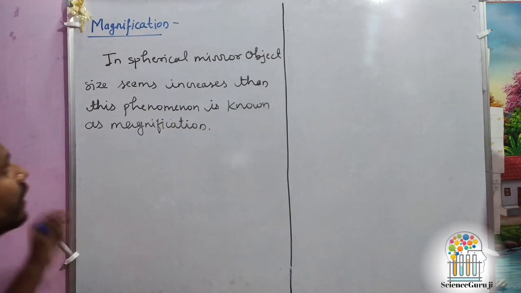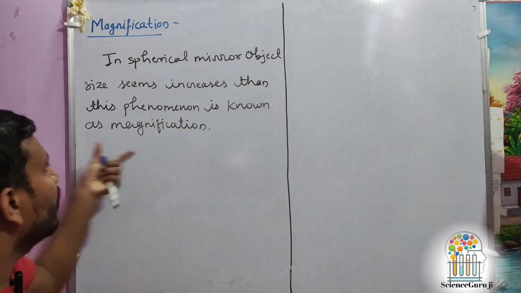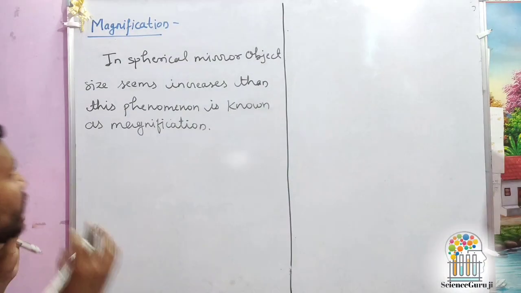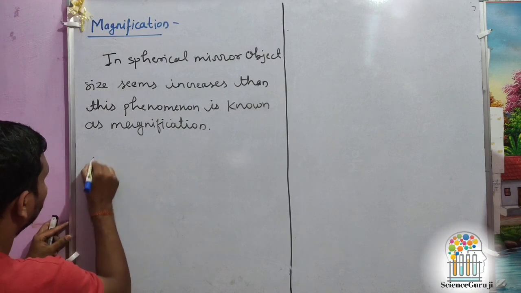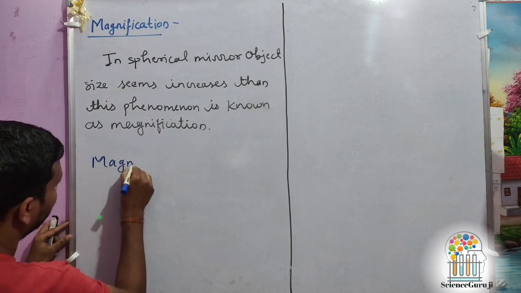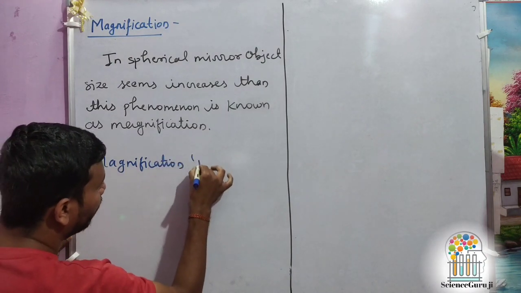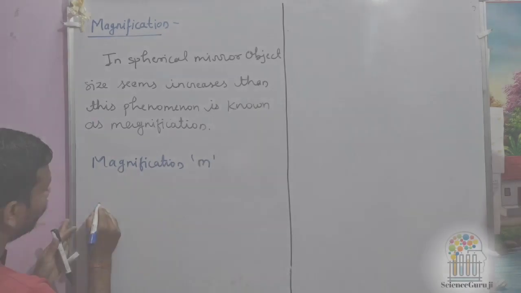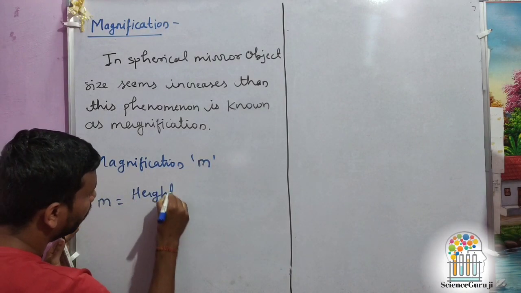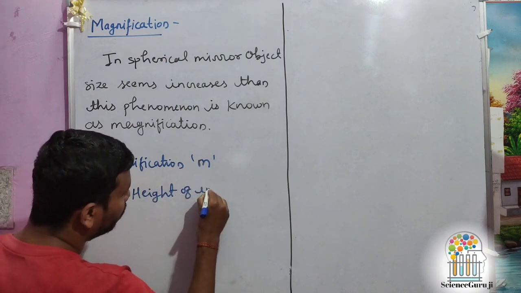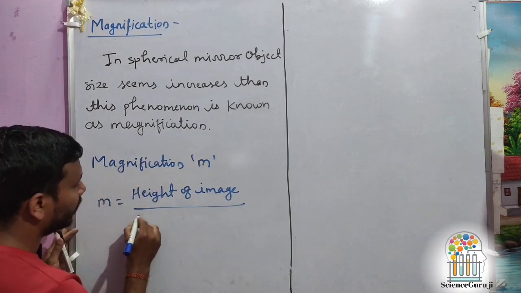Okay, in a spherical mirror, when the object size seems to increase, this phenomenon is known as magnification, and it is denoted by small m. So m is equal to height of image upon height of object.